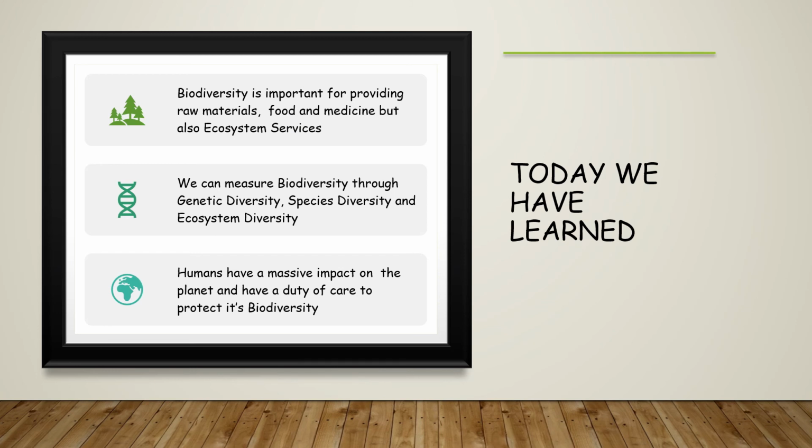That then leads us to the end of the biodiversity topic, the end of Unit 3 and indeed the whole course. So today we've looked at biodiversity, which is important for providing raw materials, food and medicine, but also vital ecosystem services. We can measure biodiversity through genetic diversity, species diversity and ecosystem diversity. And we've also learned a huge amount about the threats to biodiversity, which humans have been a massive part of. We have a duty of care to protect biodiversity for us and all the other species that we impact on.